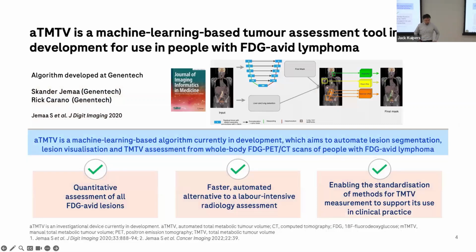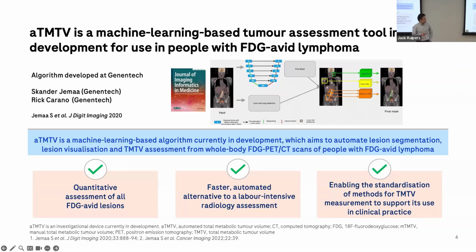So at Roche Genentech, we have put effort into using machine learning-based methods to help tackle this issue. An algorithm called ATMTV, which is basically automated total metabolic tumor volume, was developed by our colleagues at Genentech. This algorithm tries to fully automate the quantification, the lesion segmentation of the lesions in the FDG PET-CT scans for lymphoma patients.